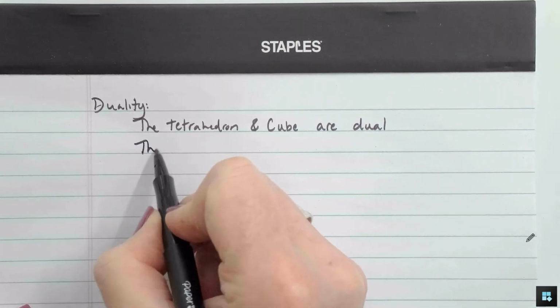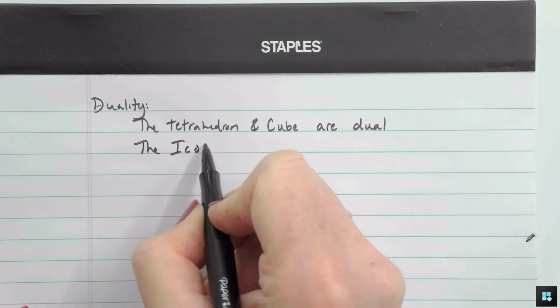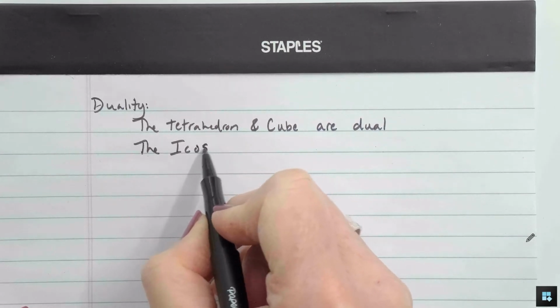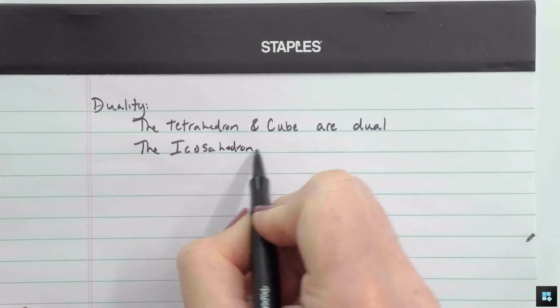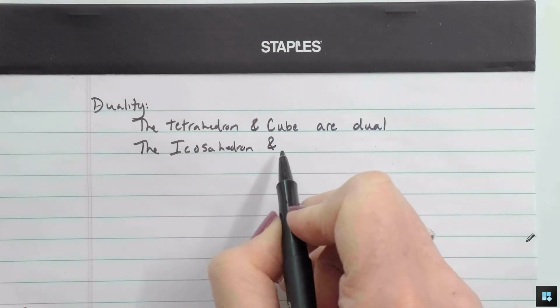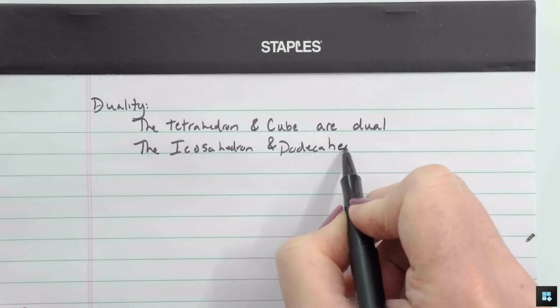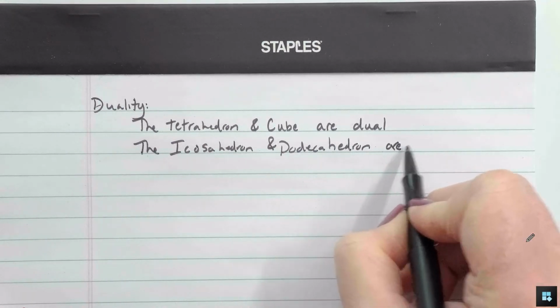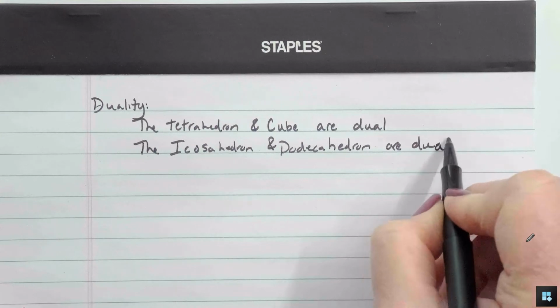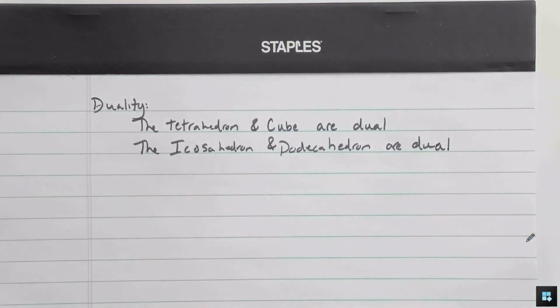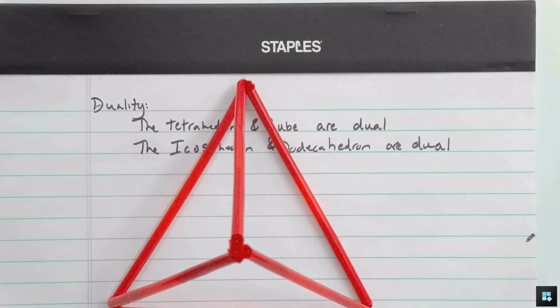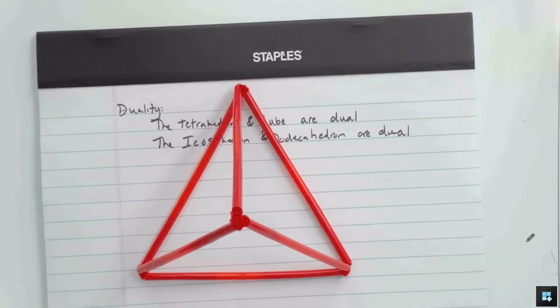The icosahedron and dodecahedron are dual. Well, that just leaves somebody out. We don't like to do that. That leaves out our tetrahedron.